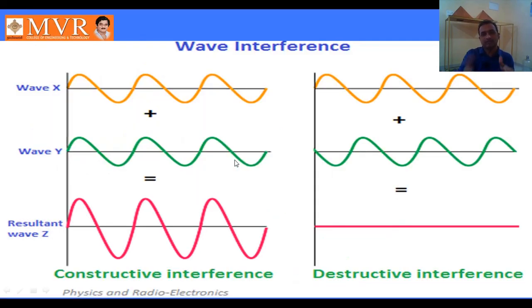One is constructive interference and the other is destructive interference. See constructive interference, what happened? In constructive interference, two amplitudes are superimposed, then we will get the maximum amplitude. So due to the constructive interference we will get the bright fringe, bright pixel. Due to destructive interference, one is crest, another one is trough, both are superimposed on each other, then we will get the dark fringe.